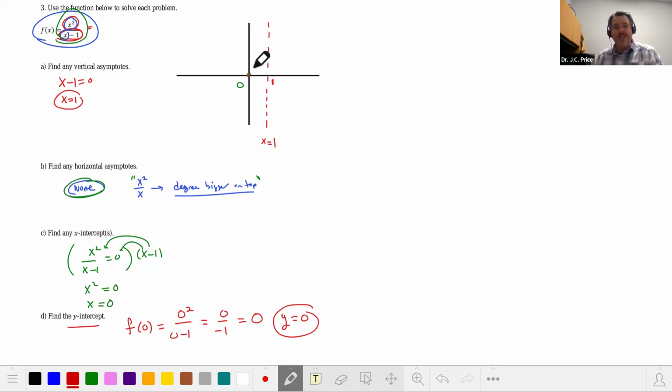Right? When you have an x-intercept at 0, 0, you will always have a y-intercept at 0, 0.